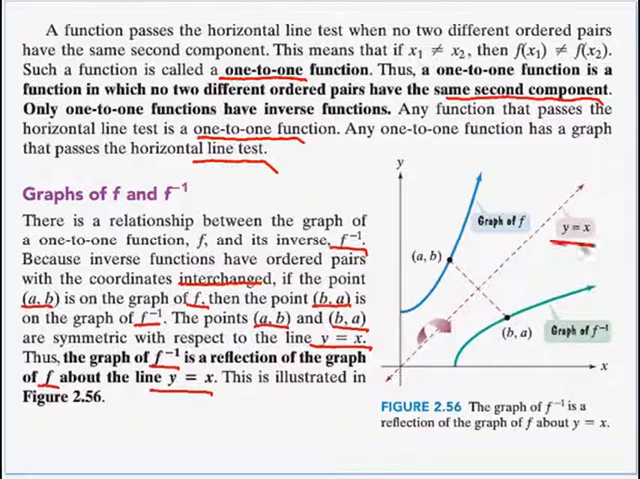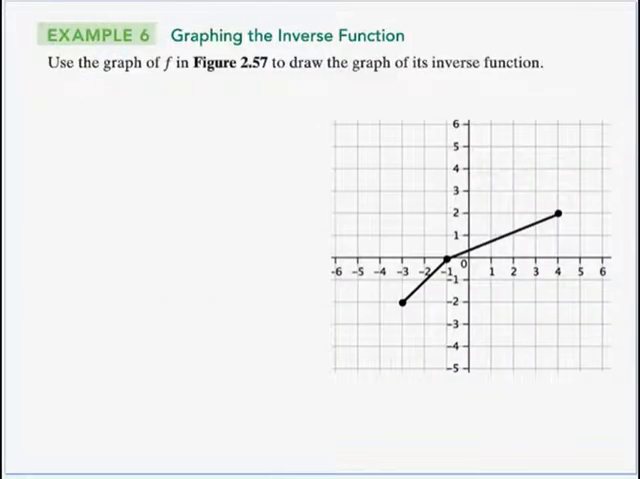The line y equals x means all the ordered pairs are the same. So (1, 1), (2, 2), (3, 3), (4, 4), (5, 5), and so on. It's running diagonally through the first quadrant of the Cartesian plane. Here's the point (a, b). Reflected over that line will be (b, a). And that's going to help us here in example 6.